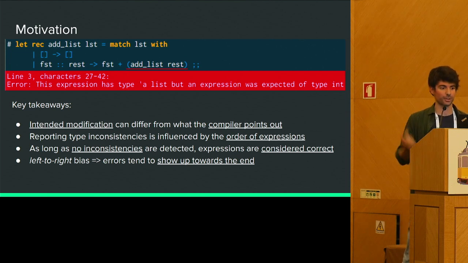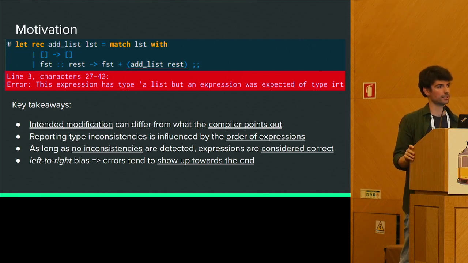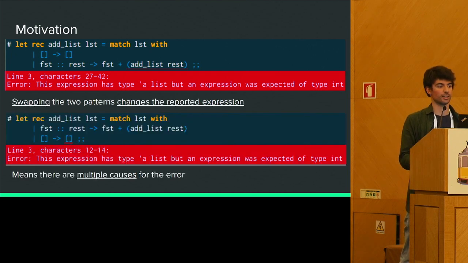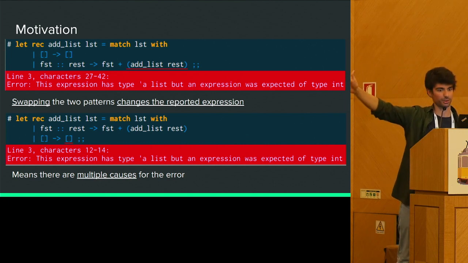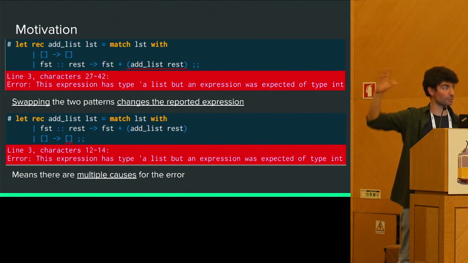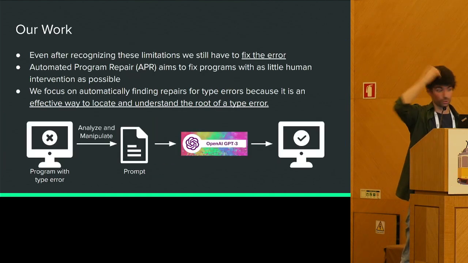The order of expressions influences the reporting of type inconsistencies, and that is because as long as no inconsistencies are detected, expressions are considered correct. In other words, type systems have a left-to-right bias, which tends to make errors show up towards the end of a program. And notice that swapping the two patterns changes the reported expression, which essentially means there are multiple causes for this type error.